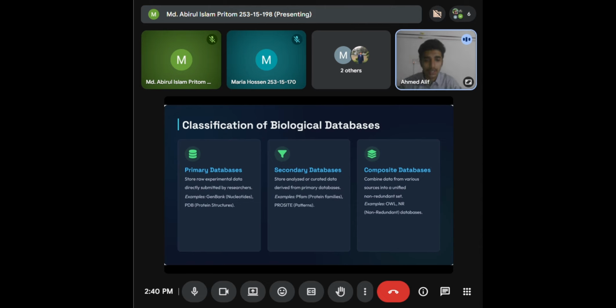Second, there are secondary databases. These databases contain analyzed data that comes from primary databases. Examples are Pfam and PROSITE. Finally, we have composite databases. These databases combine data from multiple sources and remove redundancy. Examples include OWL and NR database. This classification helps researchers understand where the data comes from and how it is used. This is all from my side for this slide.